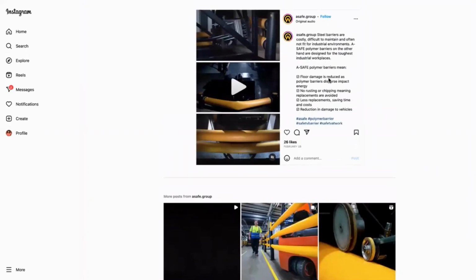Now here, what the ASAFE group have done is they have done a little video here, and they are talking about basically steel barriers and how they are costly and difficult to maintain and often not fit for all industrial environments. So they're just saying basically these are different ones, and they're talking about then if you have tried to use the other ones, they don't work, here's a good alternative, and then the reasons why. So let's have a look.